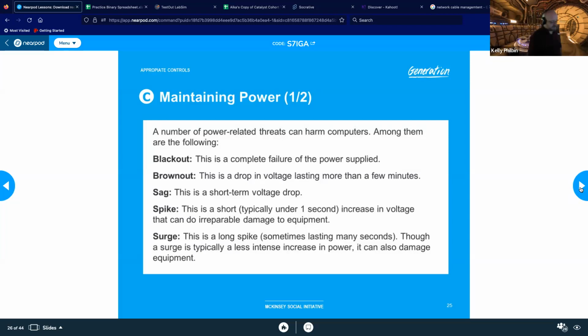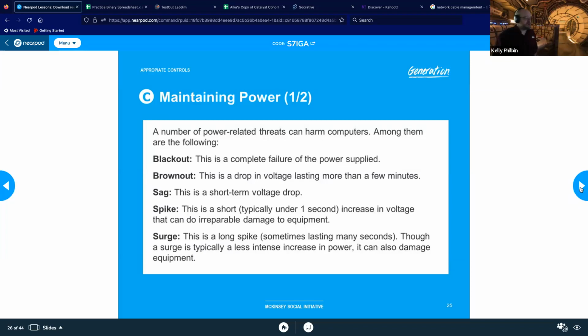Does anybody ever notice in the house, like when you turn on some appliances, like a blender or power tool or something like that, you see the lights dim for a second and then they come back up? Have you ever seen that happen? So that would be like a sag, which is a short-term voltage drop because it's being drawn heavily somewhere else. But a brownout would be that over several minutes, and that can be damaging to equipment.